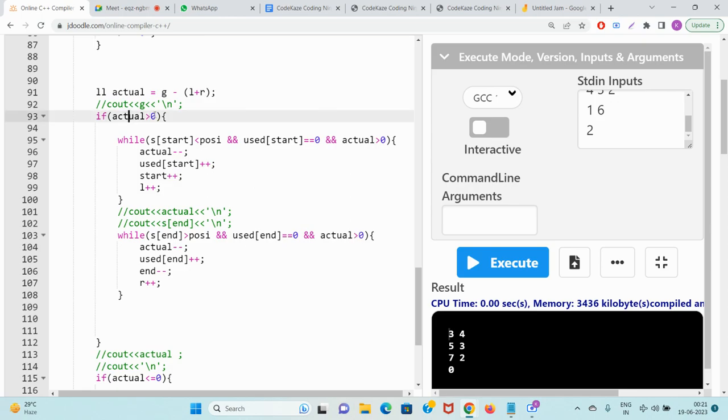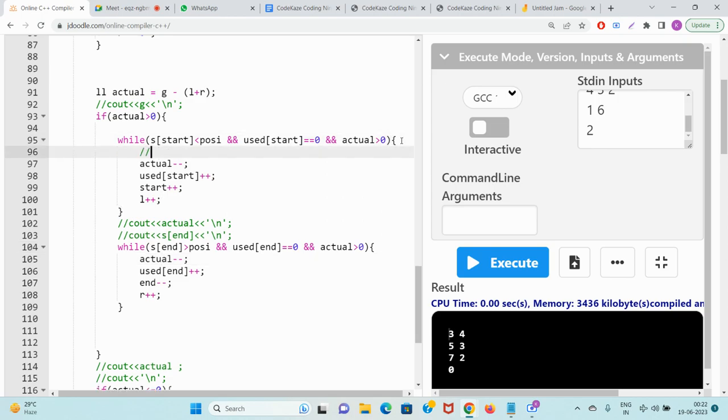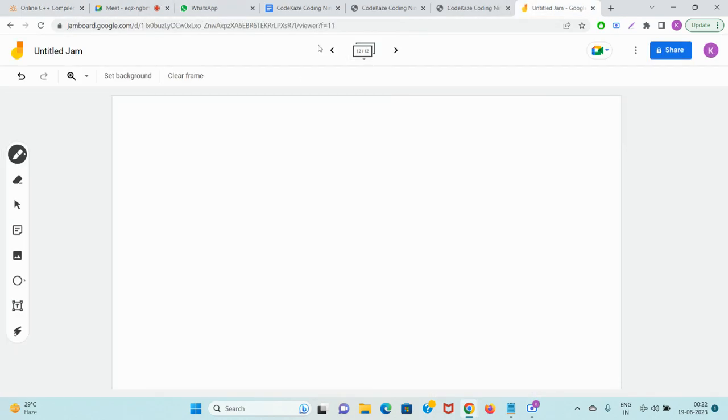Guys, if actual is greater than 0, it means you need to destroy these arrows. Then I am running 2 while loops. What will they do? Here you are picking the leftmost soldier. I will tell you how. S is the soldier array, and start is 0. I defined it above. What am I doing, guys?